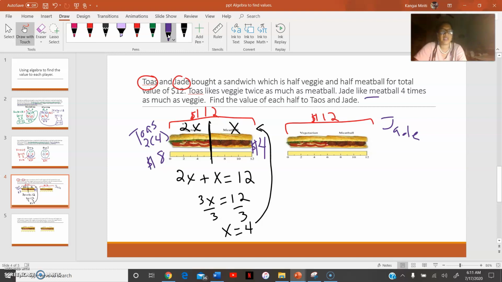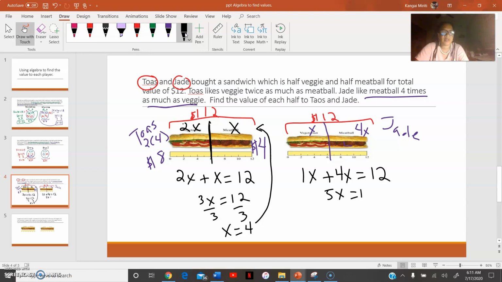Now let's look at Jade. Jade likes meatball 4 times as much as veggie. So how might we represent that with algebra? The meatball side would be 4x. The veggie side would be x. If we want to find the values of each of these parts, we put the x side together with the 4x side, which would equal the whole value of the sandwich. Put that together, 5x equals 12. We divide by 5, and for x this time we get 2.4, which in money is just $2.40.